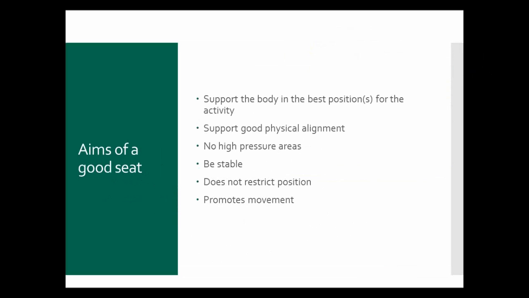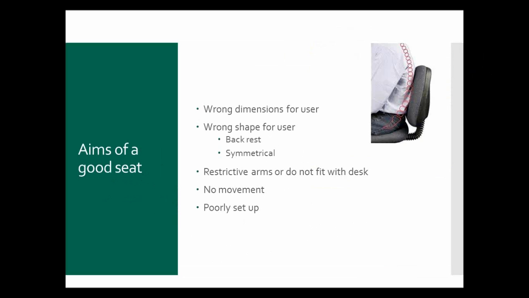So what are the aims of a good seat? We know that sitting for long periods is not good for us, but we need to make sure when we do sit that we are able to get good support. So a good seat should support the body in a good position. It should support good alignment, not have high pressure areas, should be stable, and shouldn't restrict our position. And ideally, if it's possible, actually promote movement as well, which would be so much better for our health.